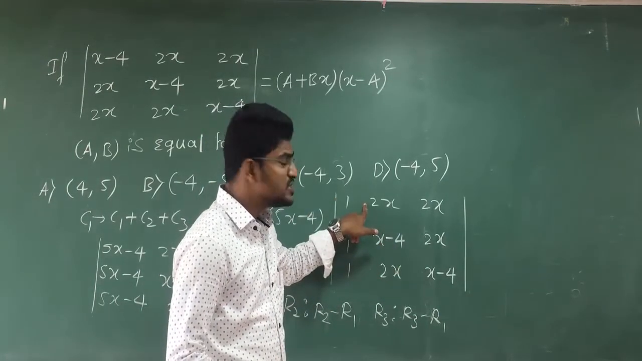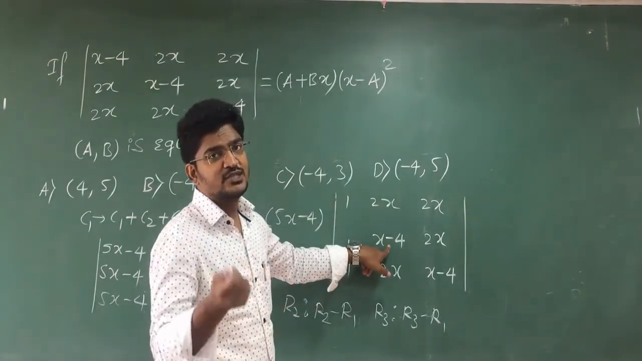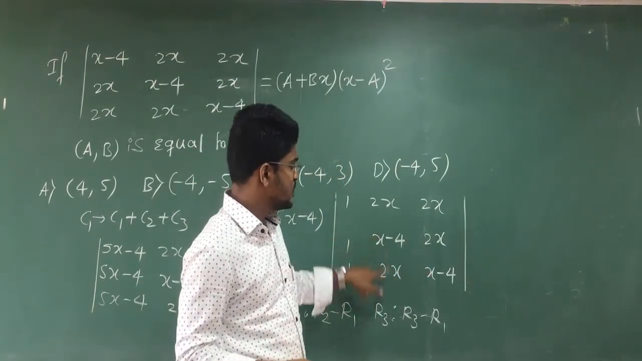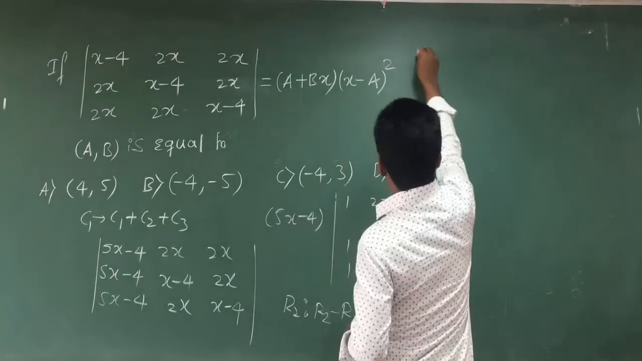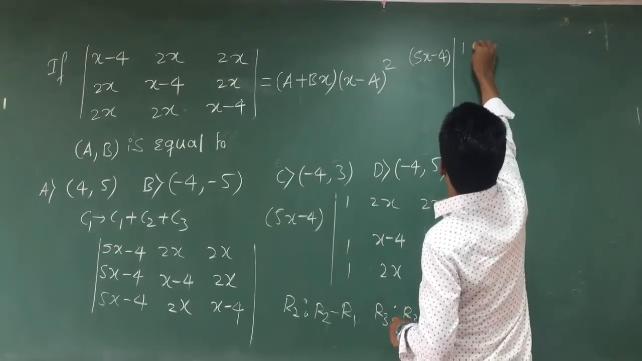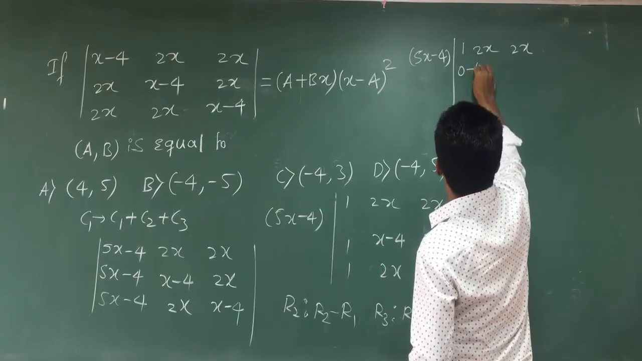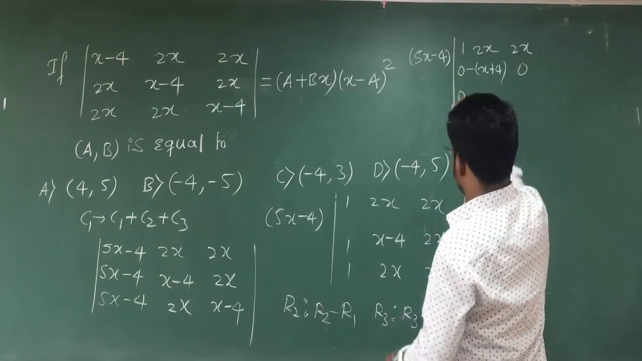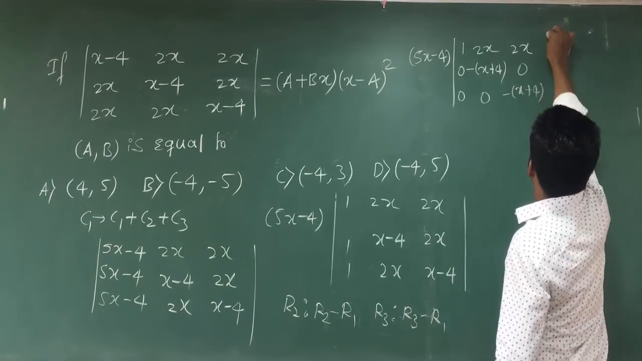X minus 4 minus 2x. X minus 2x will be minus x minus 4. If I take minus common, x plus 4. Clear? So 2x minus 2x will be 0. Here 1 minus 1 is again 0. 2x minus 2x is 0. Again x minus 4 minus 2x will be minus of x plus 4. Clear? So therefore 5x minus 4, 1, 2x, 2x. This term will be 0. This term will be minus of x plus 4. This term will be 0. 0. This term is again 0. This term will be minus of x plus 4.